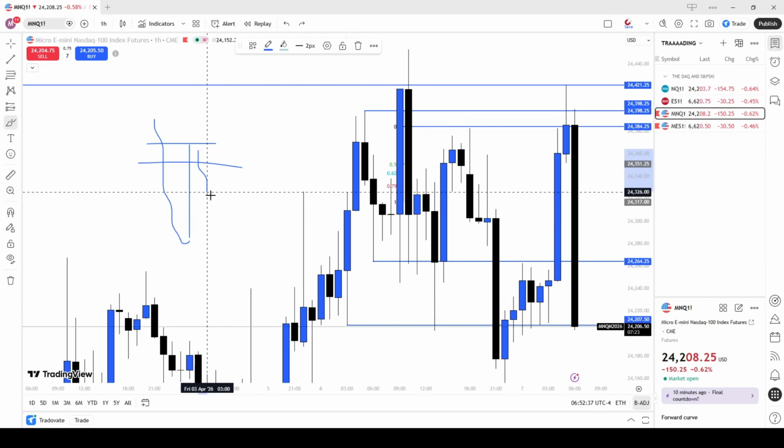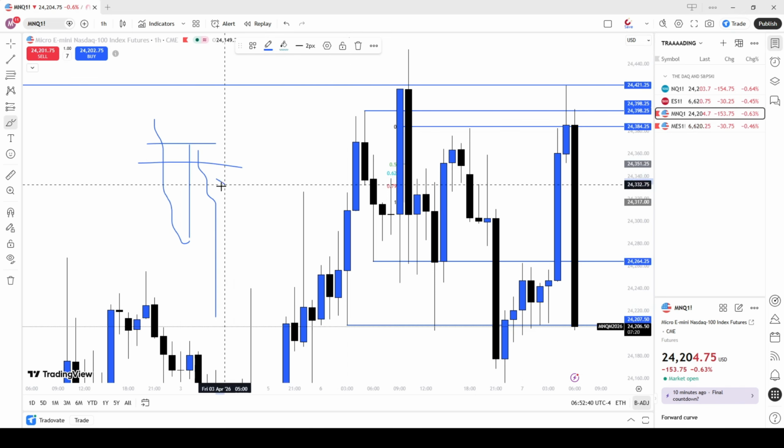What is going on with this tool? Okay, I gotta have something turned on in the settings.